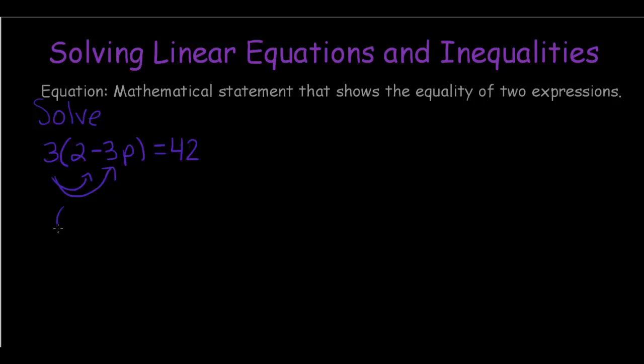So 3 times 2 is 6. 3 times negative 3p is negative 9p equals 42. And then we're going to subtract 6 from both sides. We solve equations by performing inverse operations, meaning the opposite of what they're doing. The 6 was adding, so I'm subtracting. 6 minus 6 is 0, so I'll have negative 9p equals 36.